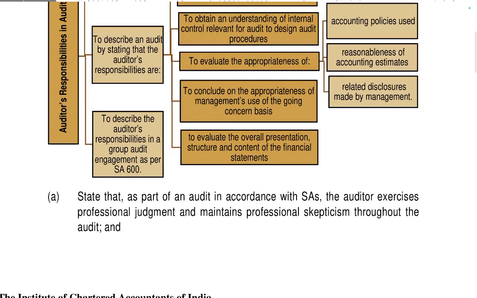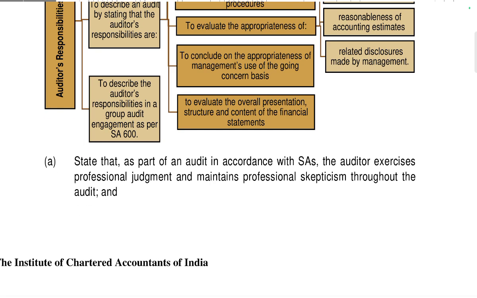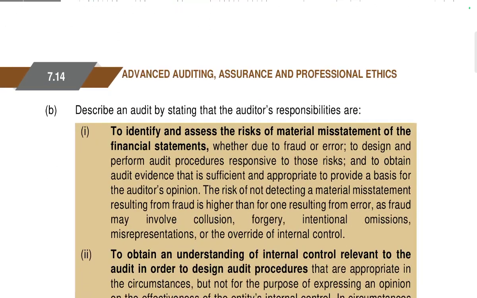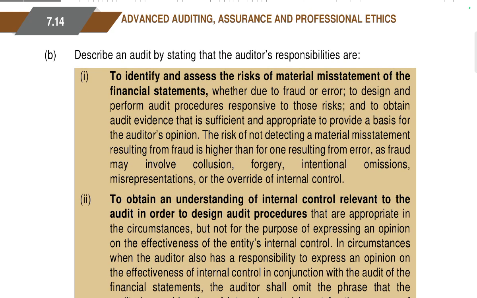Describe the auditor's responsibility in a group audit engagement as per SA 600, using the work of another auditor. State that as part of an audit in accordance with the SAs, the auditor exercises professional judgment and maintains professional skepticism throughout the audit. The auditor's responsibilities are to identify and assess the risks of material misstatement of the financial statements, whether due to fraud or error, to design and perform audit procedures responsive to those risks, and to obtain audit evidence that is sufficient and appropriate to provide a basis for the auditor's opinion.